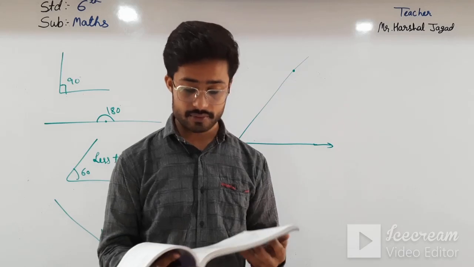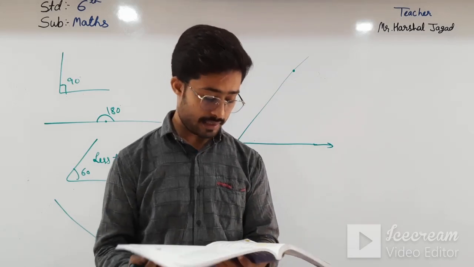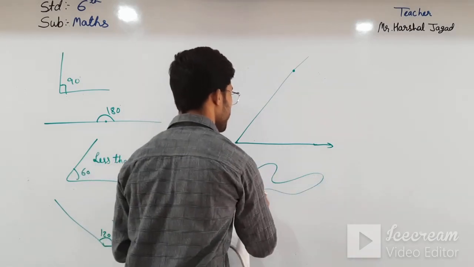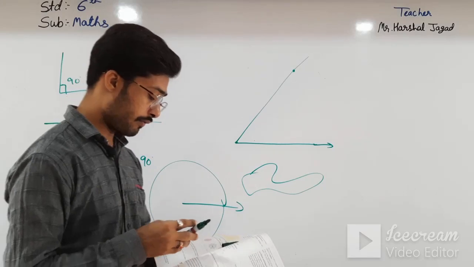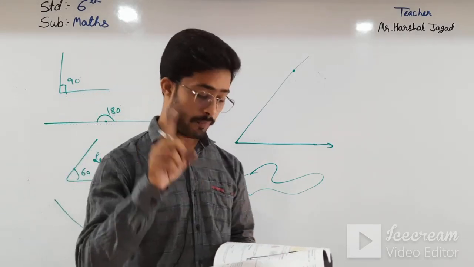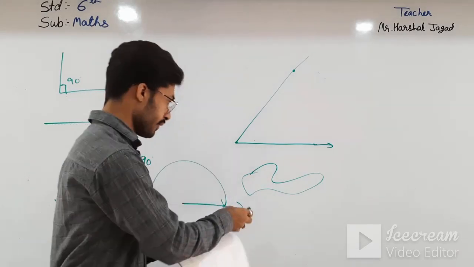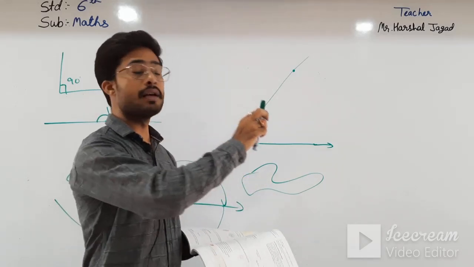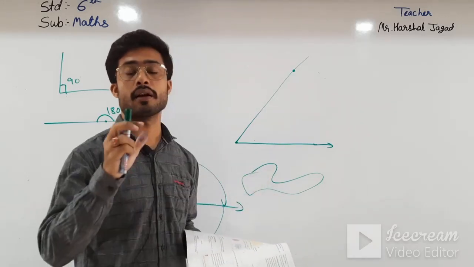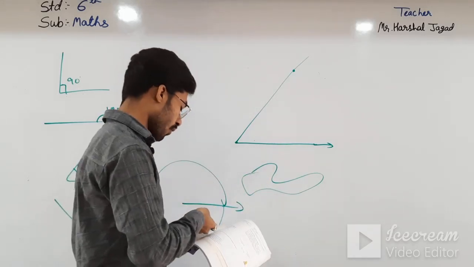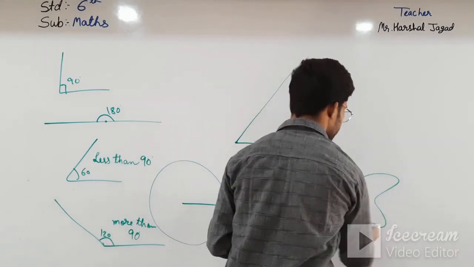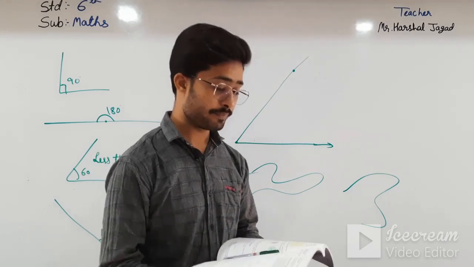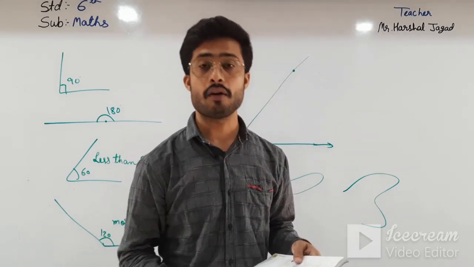And here comes curves. What are curves, students? If I say this is a curve, there are two types of curve, open and closed. This is closed because both the starting point and the end point come together, and it is a closed curve. And if it is open, then it will be like this. This is an open curve.